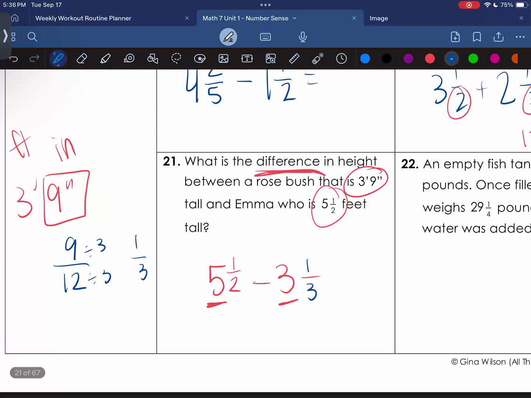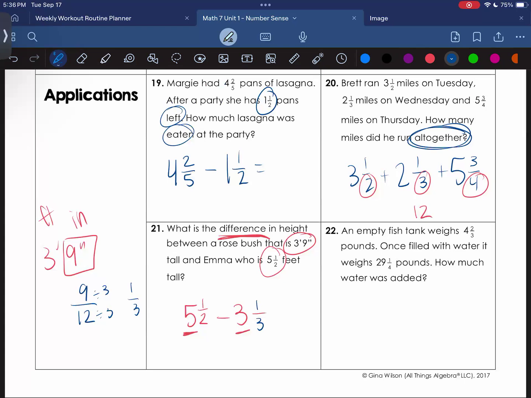And then number 22, we have an empty fish tank that weighs 4 2/3 pounds. Once filled with water, it weighs this much right here. How much water was added? So we are given the final weight right here. We need to subtract off the starting weight to figure out the amount that was added.